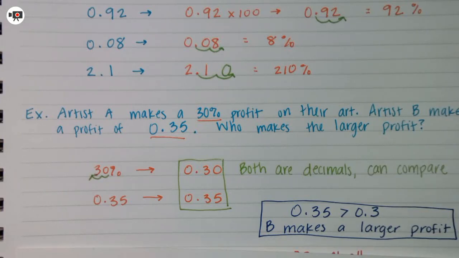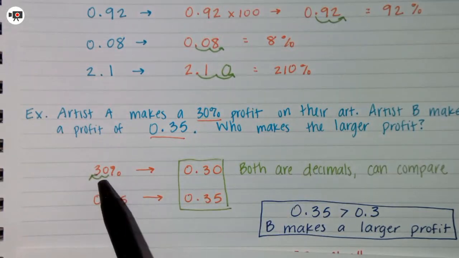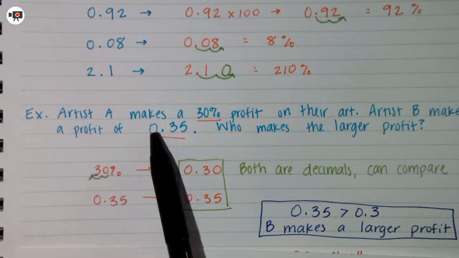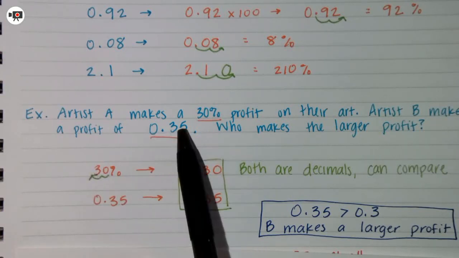So just remember that going from a percent to a decimal means you move the decimal to the left, and going from a decimal to a percent, you move it to the right.